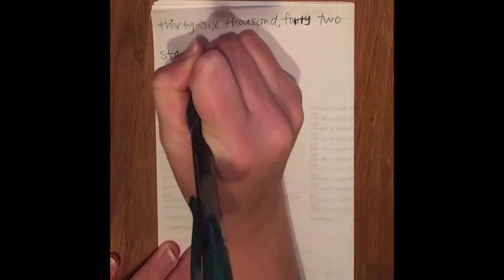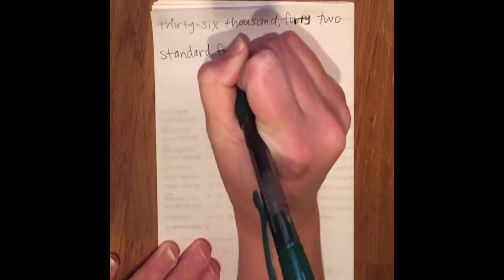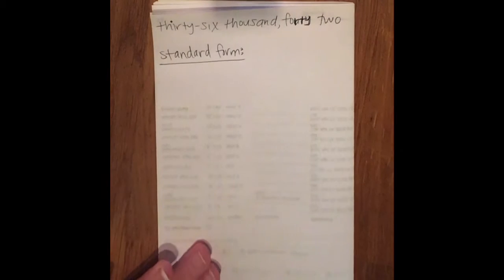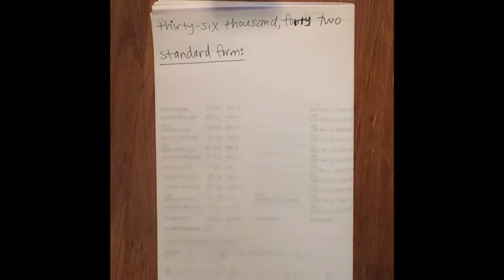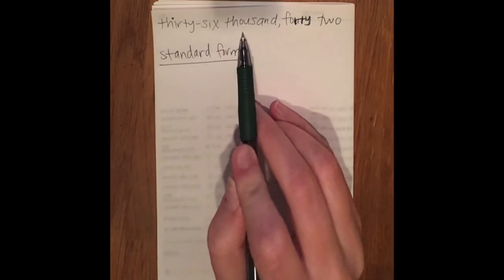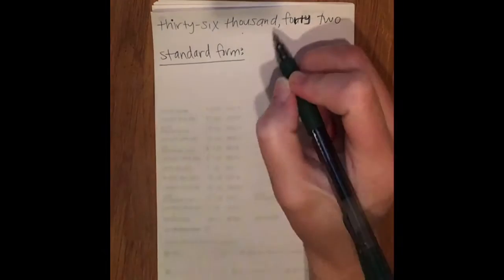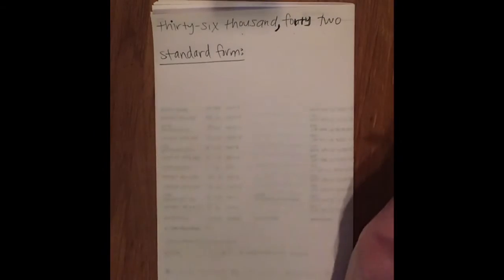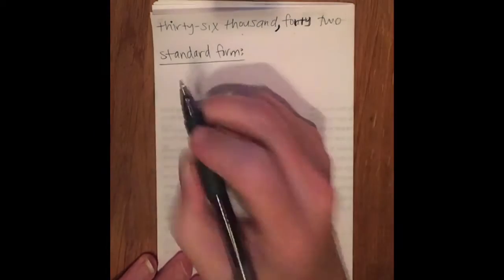Okay, so the first thing I want you to do is take this number in word form and write it in standard form. How would you go about doing that? Make sure you pay attention to each place value. 36,042. So I have my comma right here. That means everything on this side has to be before my comma. 36,000. And then we have 42.